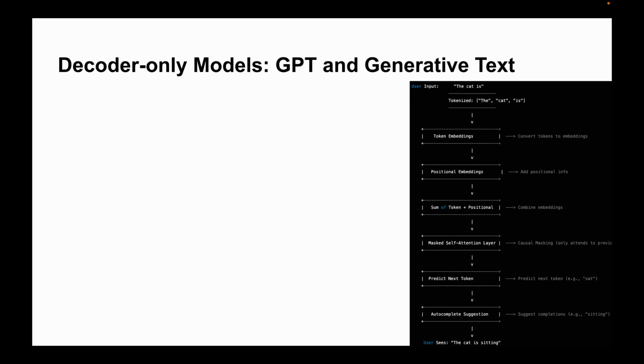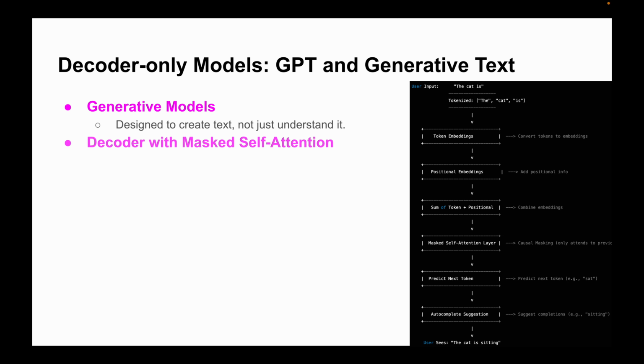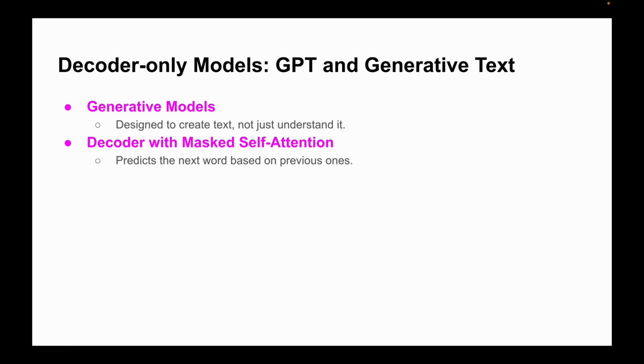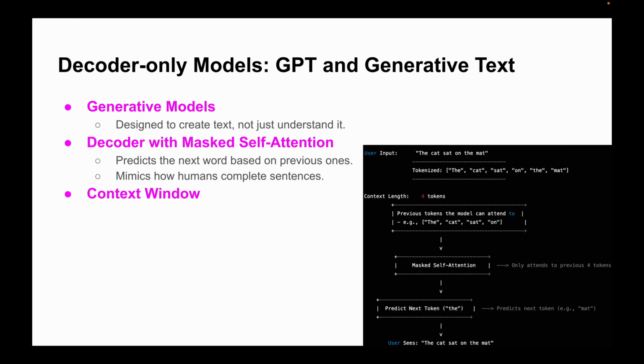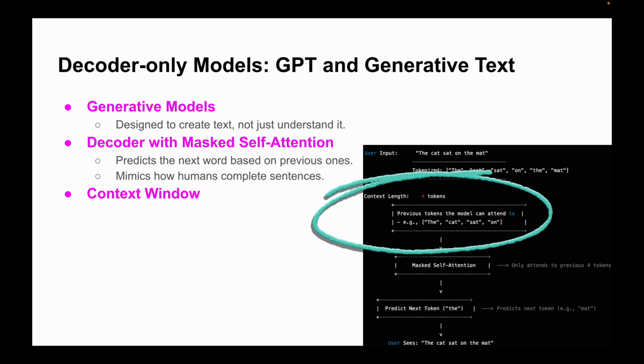On the flip side, there are decoder-only models like GPT. These are called generative models, which means that they are designed to generate text, not just understand it. GPT uses the decoder part of the transformer, but with masked self-attention. But why? It is to predict the next word based on the previous ones, just like we as humans complete a particular sentence.